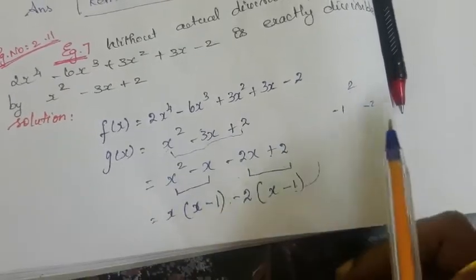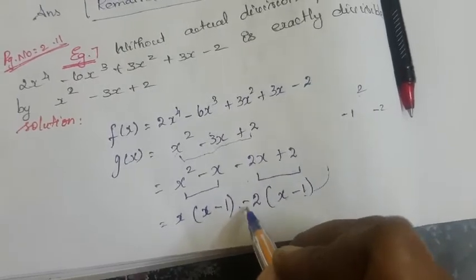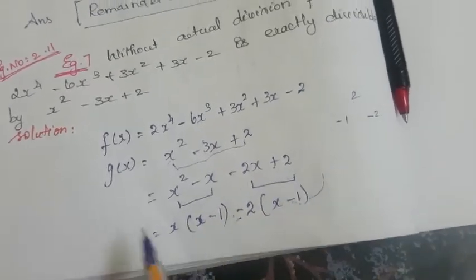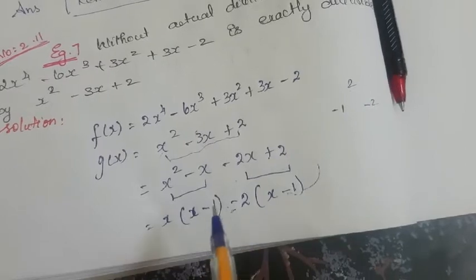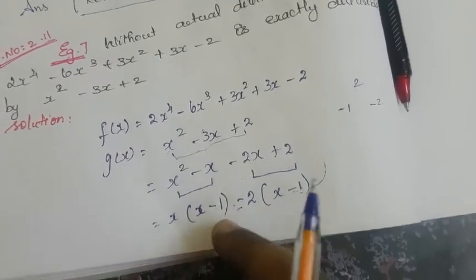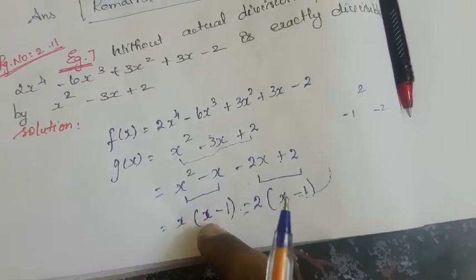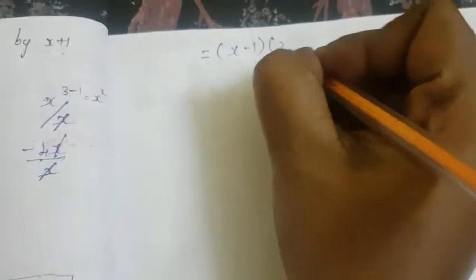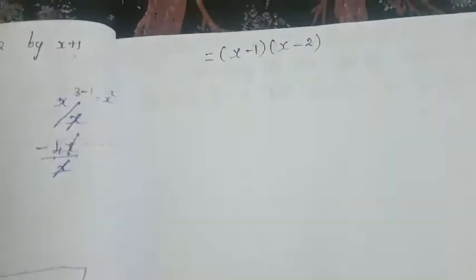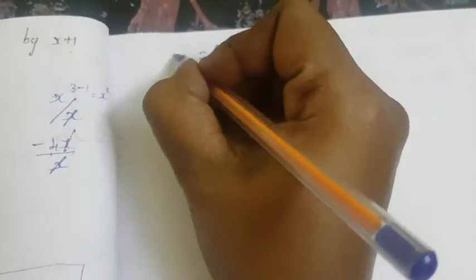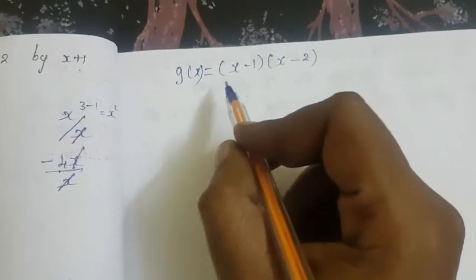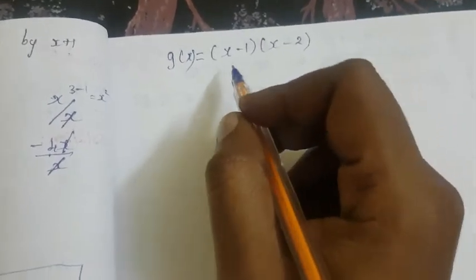Minus into minus is plus, right? So minus if I have taken away, then minus will be there. So these will be the factors which we have got. Right, now we can take x minus 1 as a common factor. So if we take x minus 1 as common, then it will be (x minus 1) into (x minus 2). So this is g of x, right? We only did g of x, no? We just used splitting the middle term to find out the factors, right?